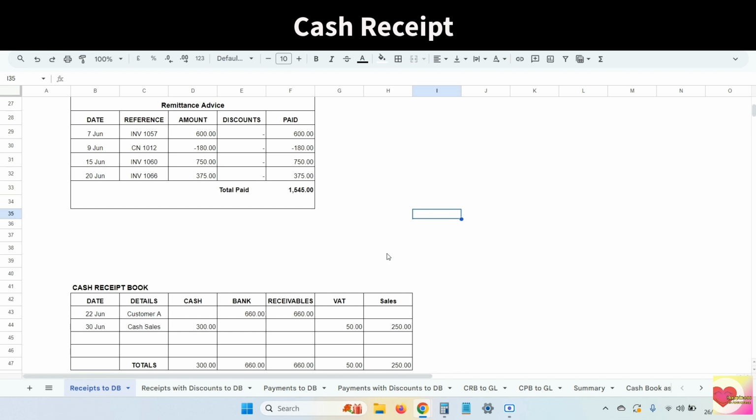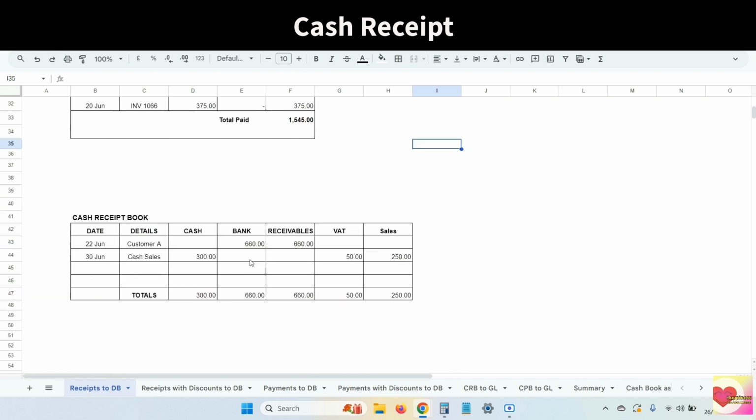This is just a simple cash receipts book. It could have more columns like reference number, customer code, etc. Let's enter the details like the date and customer name. This is a bank transfer, so we receive it in our bank. And it's a receipt from receivables, so we will enter it in the receivables column. I will enter the gross amount paid by the customer.